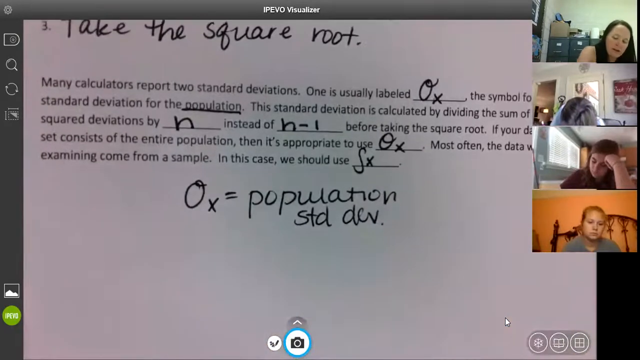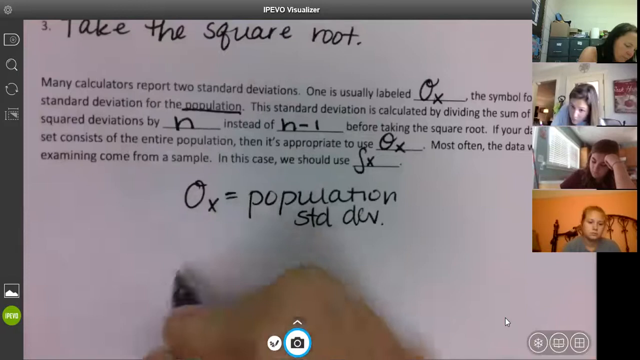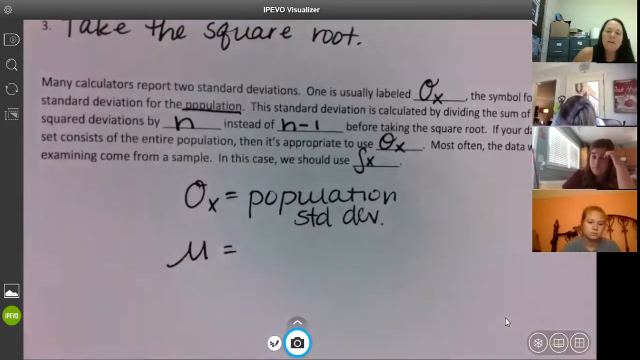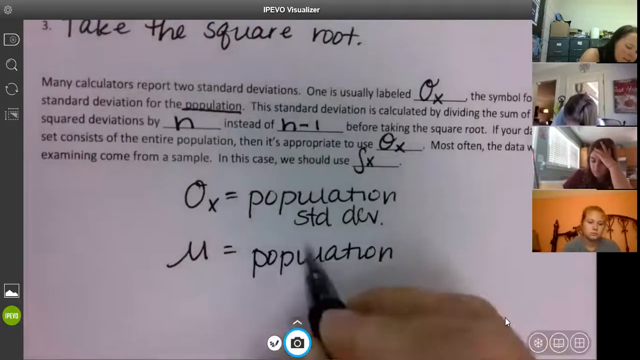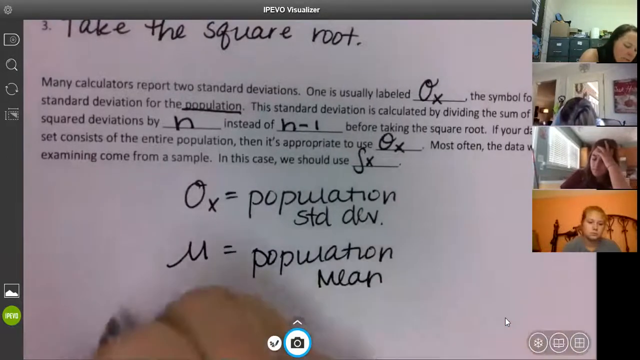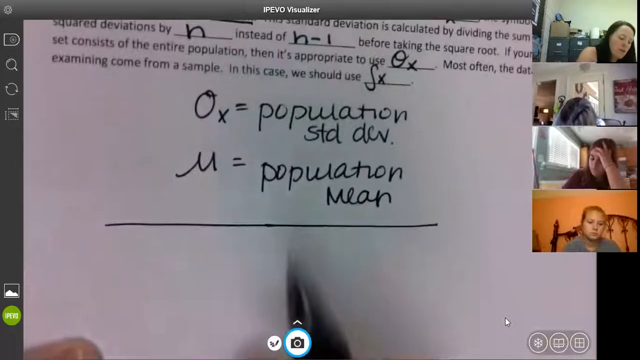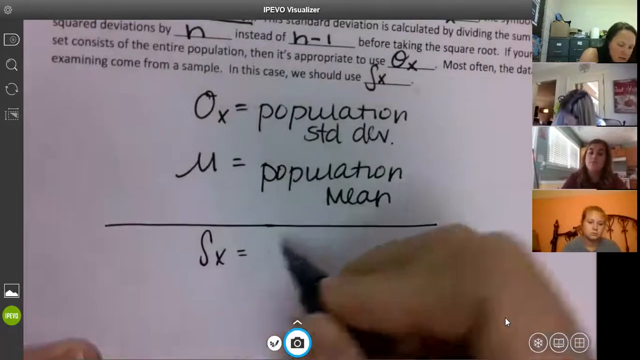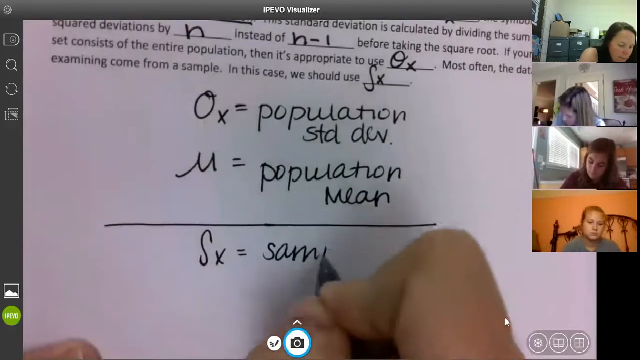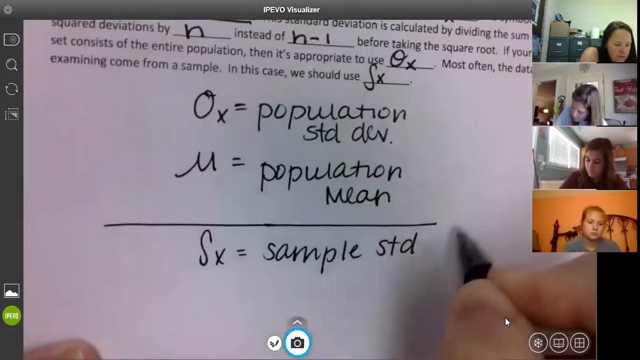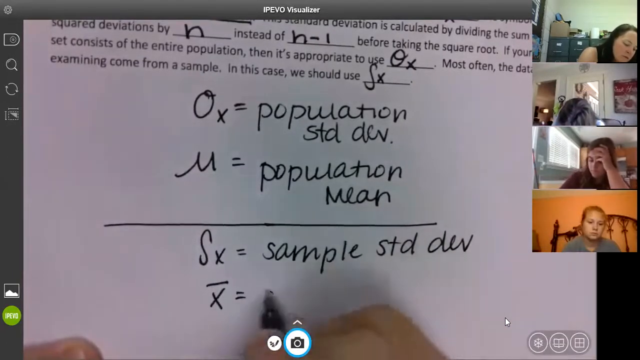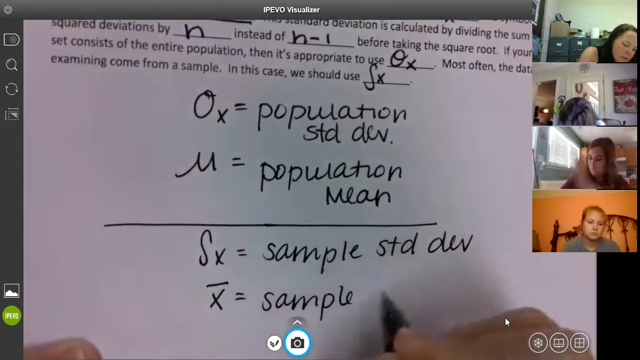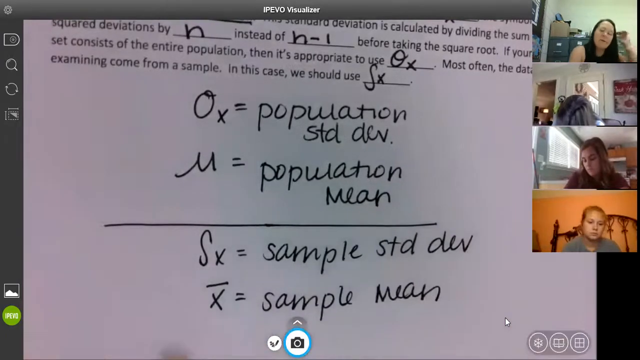You eventually will have to know the difference between these two and when you use them. This mu is the population mean, and it's mentioned that one time. But then you have S sub x, which is the sample standard deviation, and you have x bar, which we found, which is the sample mean. And typically we use these because we're talking about samples from the population.